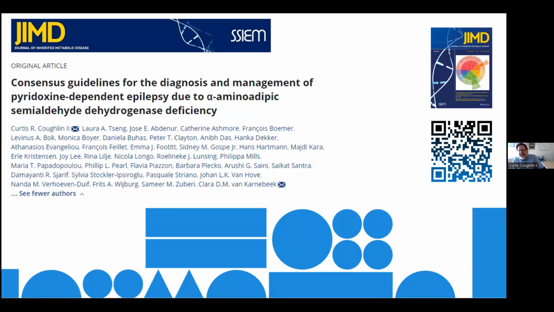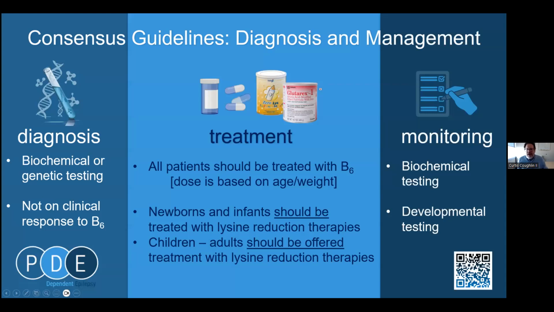For the treatment of PDE, I want to highlight this 2021-ish paper on consensus guidelines for the management of PDE. In general, this is my summary slide: all patients should be treated with B6 regardless of what other treatment you are doing, and honestly, regardless of what their current seizure status is, and all newborns and infants we recommend should be treated with some sort of lysine therapy, which I'll talk about in a moment, and children and adults should also be offered these lysine-based therapies.